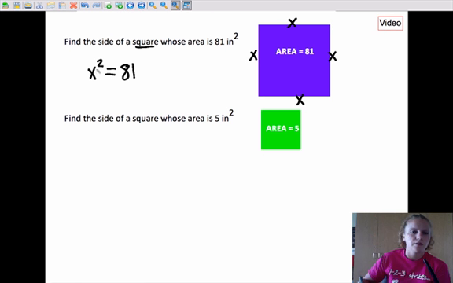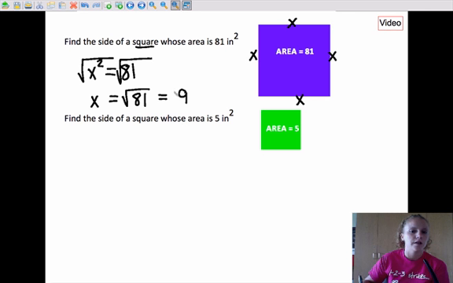All right. So we've talked about the fact that square rooting is the opposite of squaring. So if we square root both sides, then the square root of x squared, the square root and the squared are going to cancel, and we're just left with x. And then over here, we have the square root of 81, which we all know that 9 is the square root of 81, but what we just learned is that also negative 9 is the square root of 81.